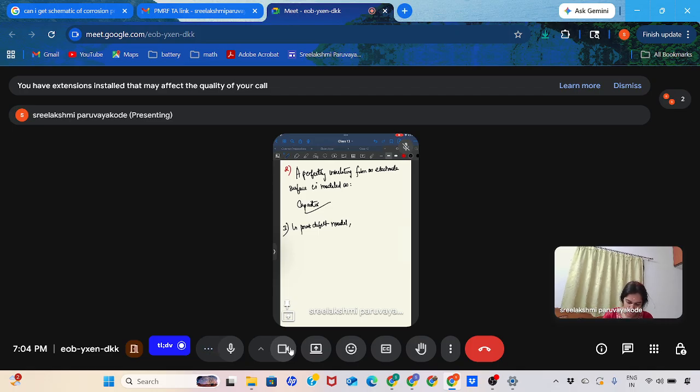In the point defect model, the two types of defects are vacancies and interstitials. We looked at this in the first case, and it was interstitial. This is the answer.